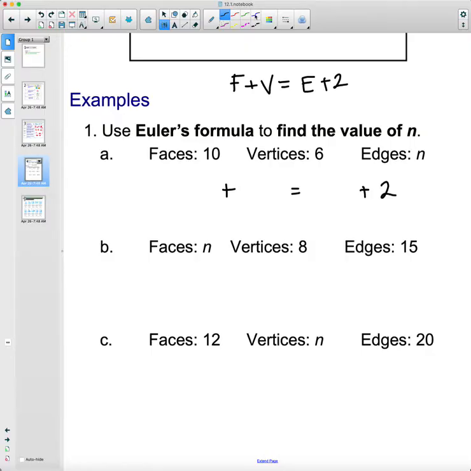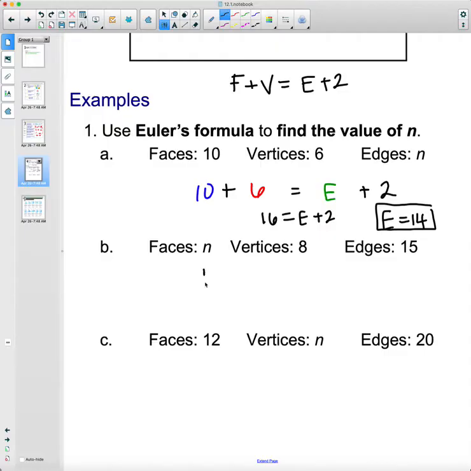So faces is 10 plus the vertices, which is 6, equals your edges plus 2. So 16 equals your edges plus 2. Subtract 2 from both sides, and you find out that the edges are 14. So if there are 10 faces and 6 vertices, there are 14 edges.